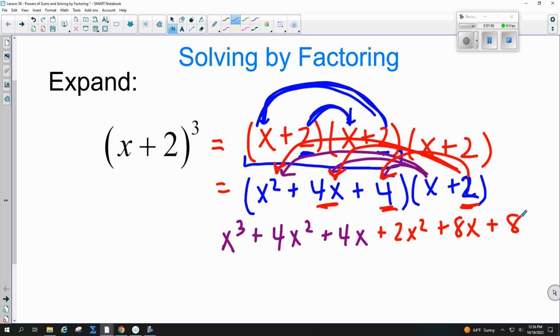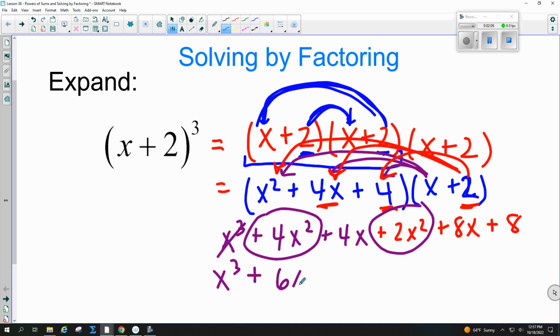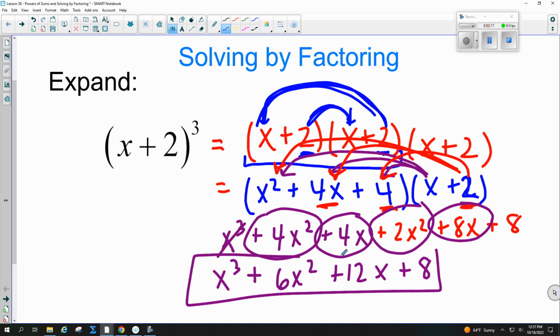Now we combine like terms. So x cubed doesn't have any friends, so we just rewrite it. Then we're going to add our x squareds together. How many do we get? And then we add our x's together. How many do I get? And then I have the plus 8, who doesn't add with anybody. Okay, here we go.